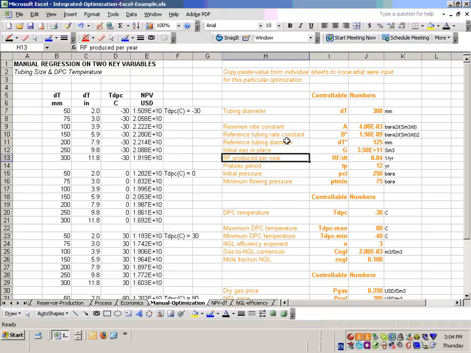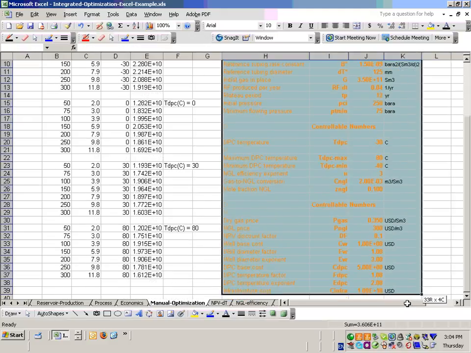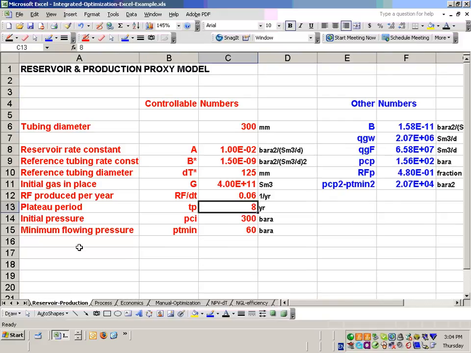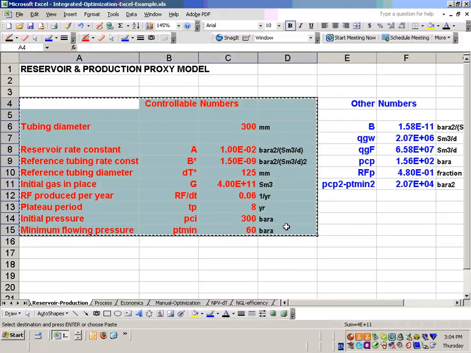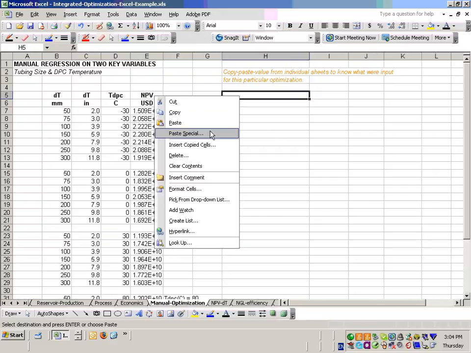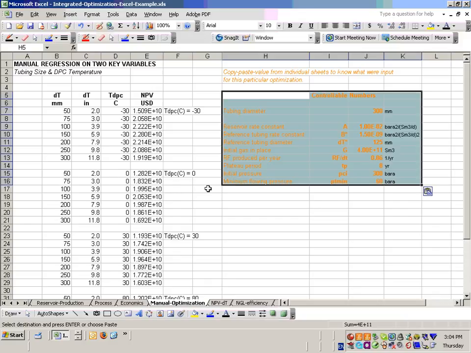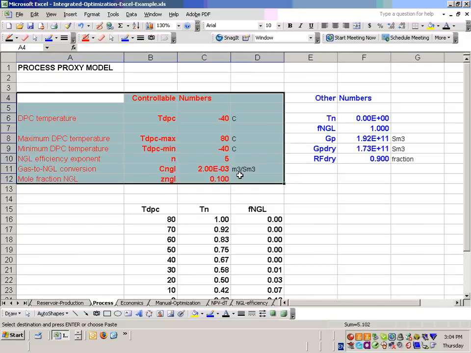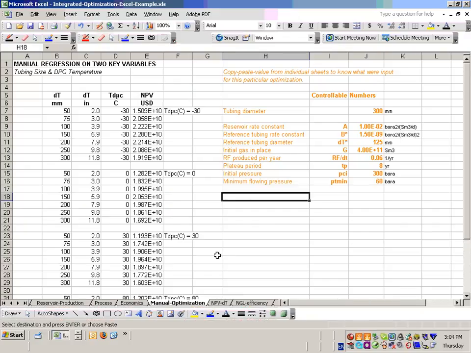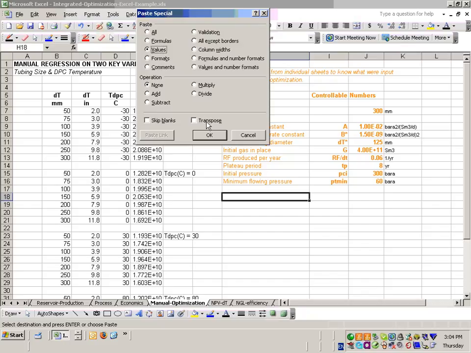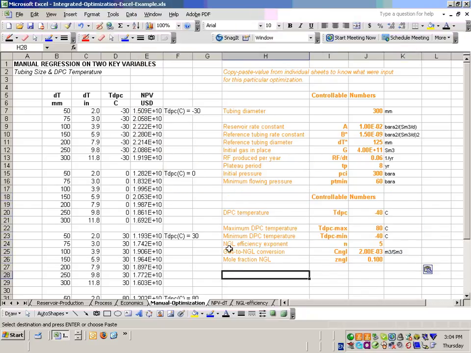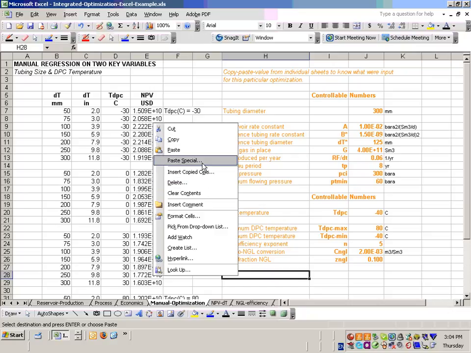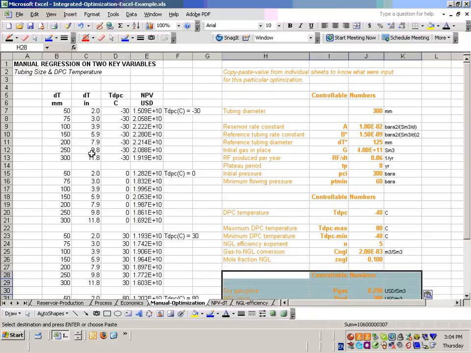I'm going to get rid of all these. Reservoir production, copy, paste special and values, and then process, copy, paste special and values, and then economics, copy, paste special and values. All right, I'm going to start getting these numbers.